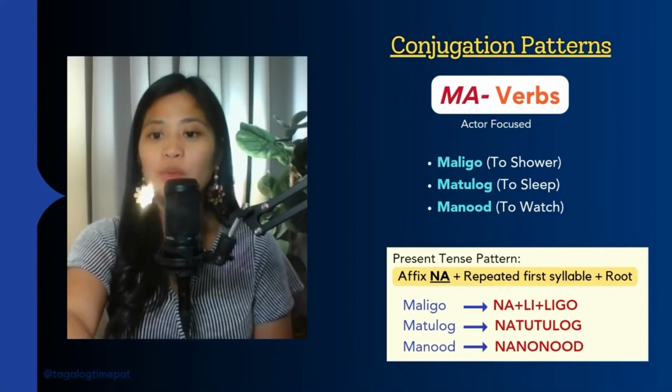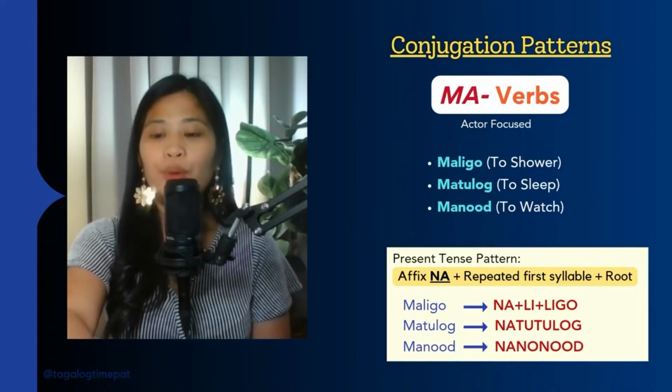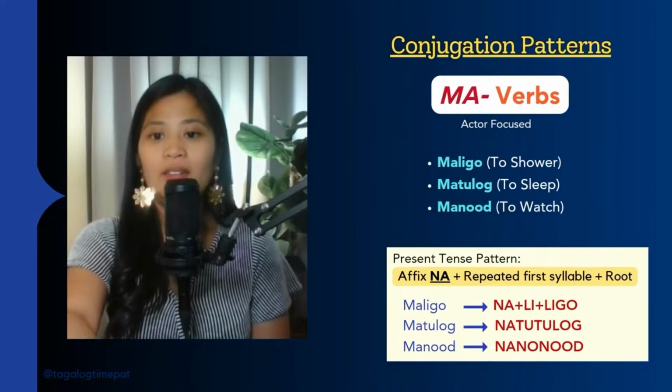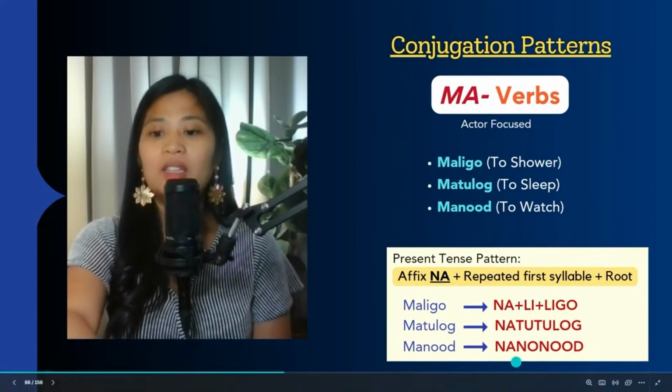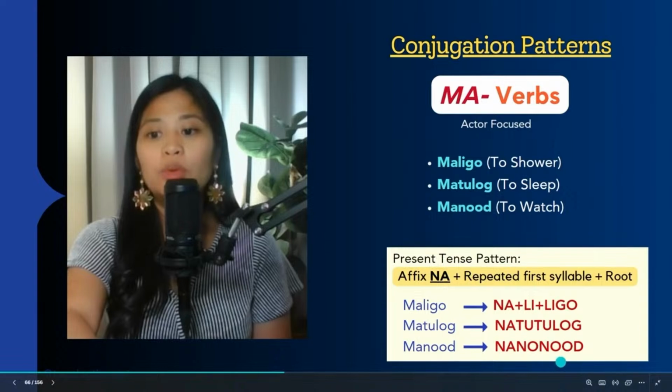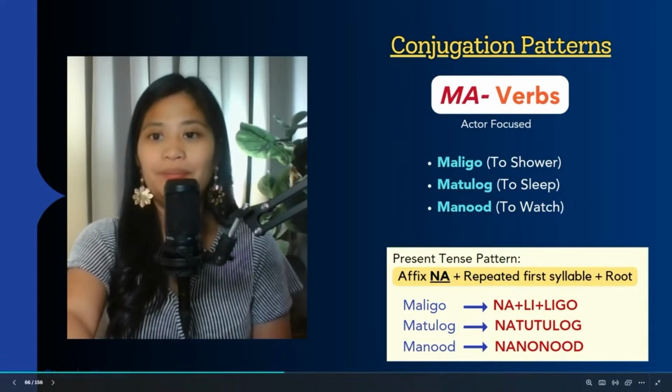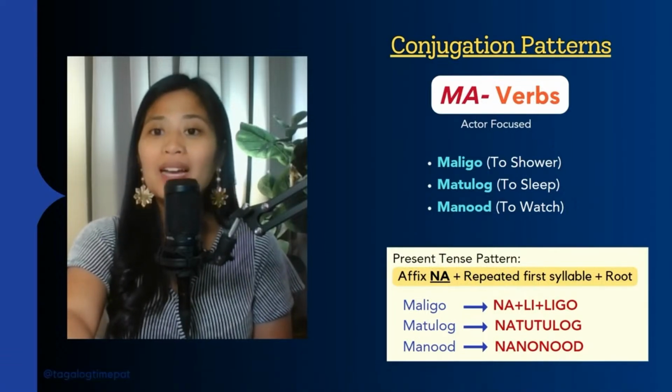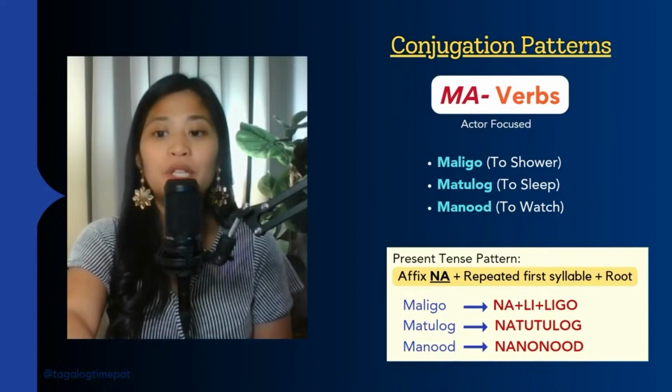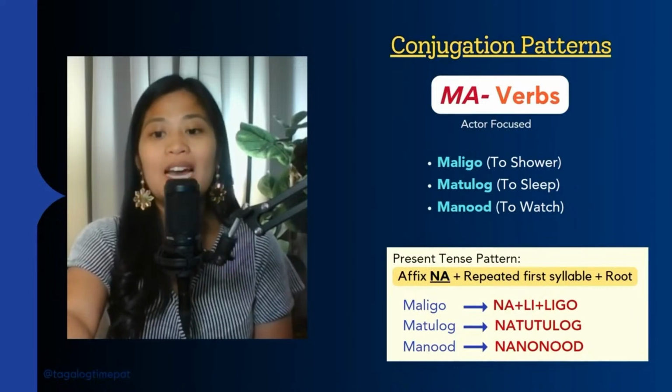Manood, to watch, will be nanonood. Nanonood sila. They are watching. Affix is na, then there's the repeated first syllable, and then the root, nanonood. So mag and ma verbs have a very similar pattern. The only difference is that affix in the beginning.